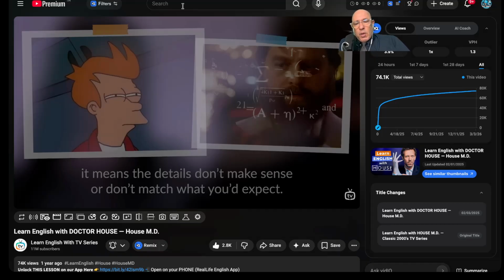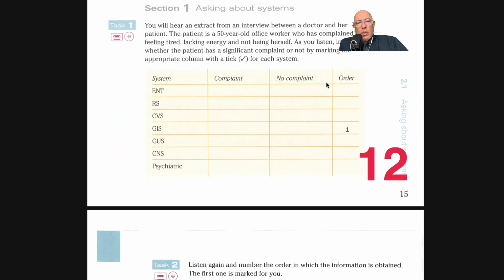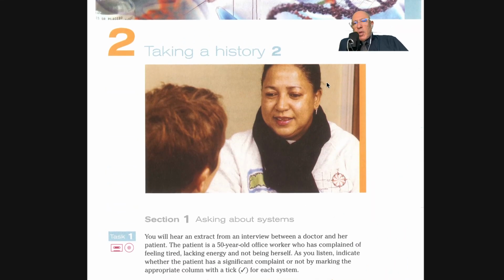All right, let's finish up with English in medicine. This is from the text, Cambridge University Press, English in Medicine, and we'll just take a brief look to finish up the end of this class. If we go to our PDF, we can see this. Let's switch over. All right, let's continue. On our PDF, this is page 12 from the text, English in Medicine, Cambridge, Taking a History 2.